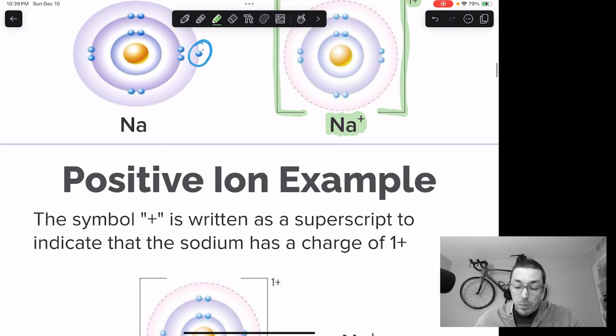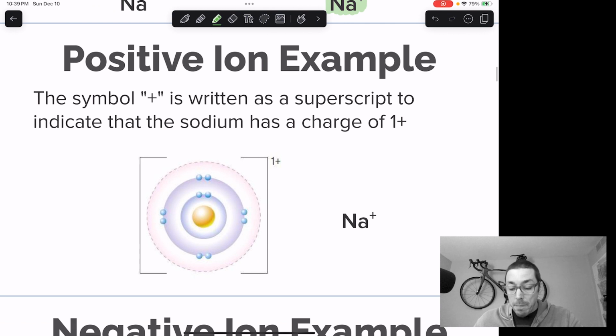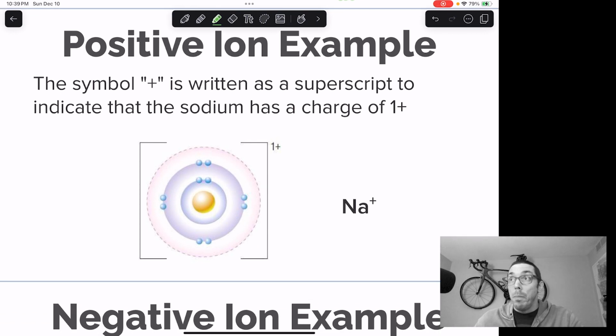So the plus symbol is written as a superscript, and that indicates that sodium has a charge of +1, meaning it has one extra proton now than electron, so one extra positive thing compared to the negative things.